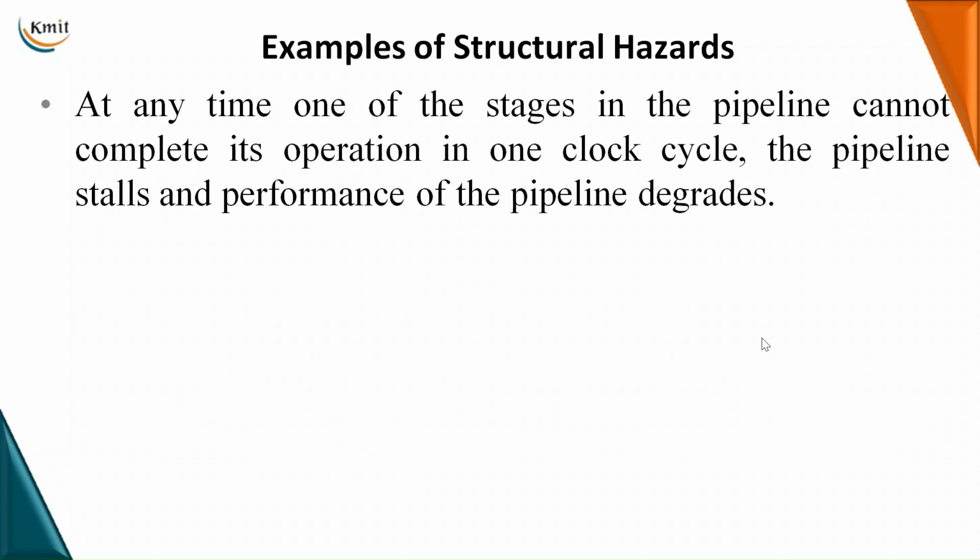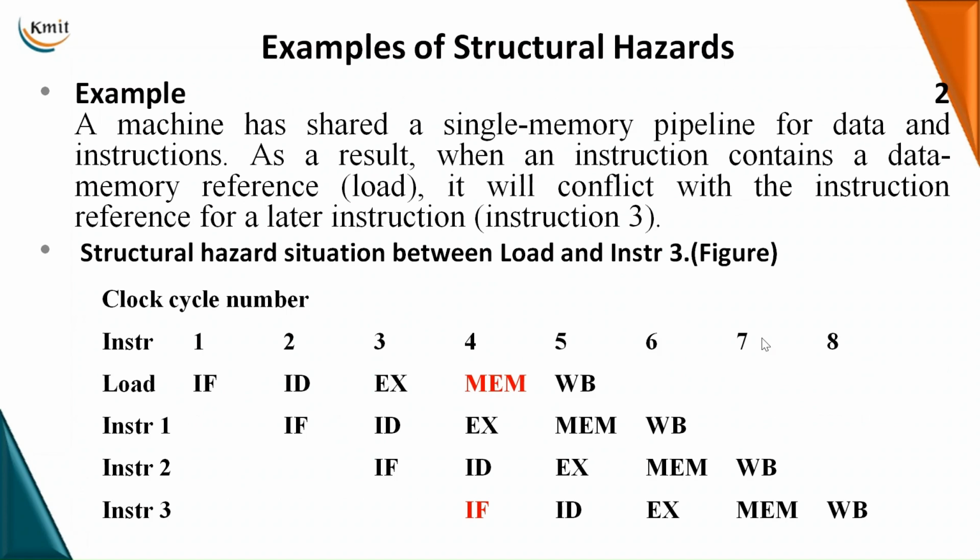So at any time, if one of the stages in the pipeline cannot complete its operation in one clock cycle, the pipeline stalls and the performance of the pipeline degrades. See one more example of a structural hazard.